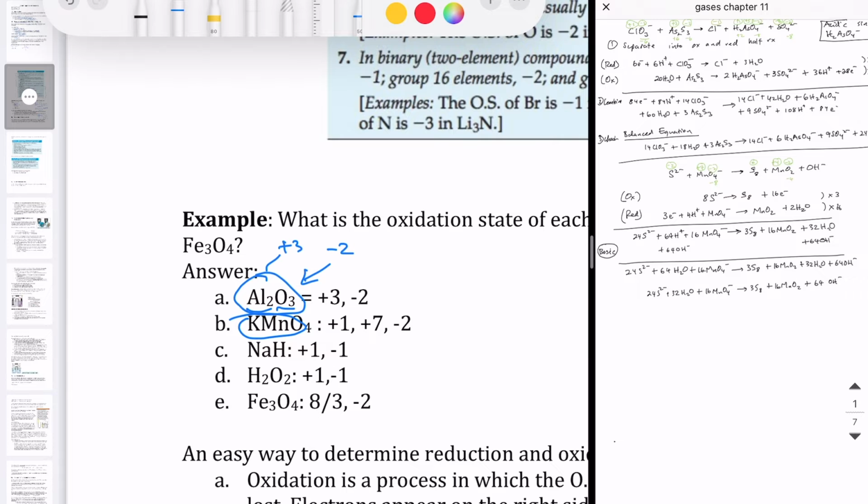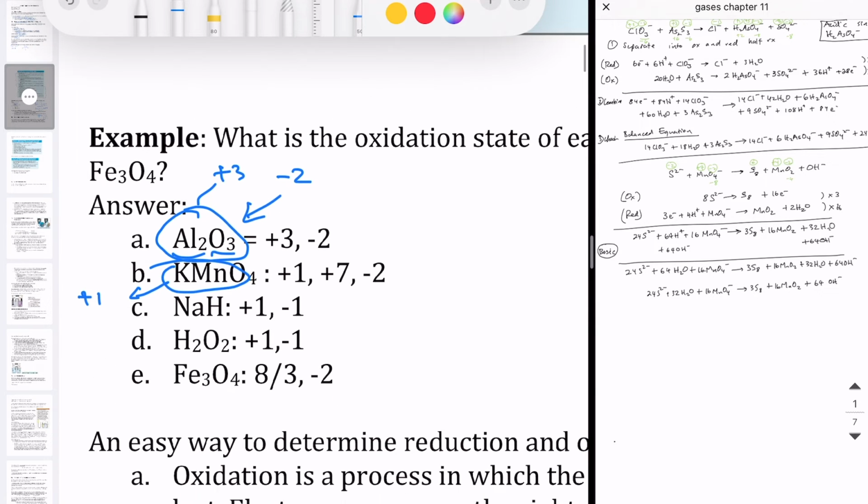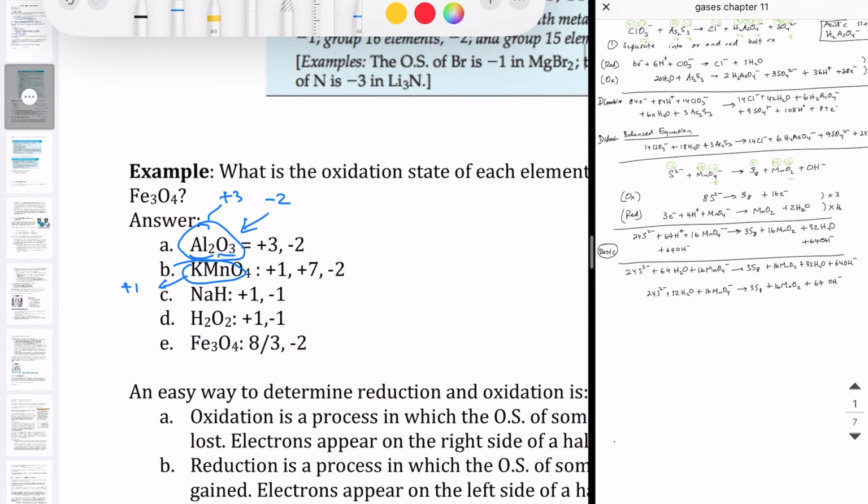KMnO4 may be a little harder, but let's take a look at it. Here we have a group 1 cation, so that's a +1. A lot of times with this polyatomic ion, you might remember from nomenclature, permanganate is a polyatomic ion, MnO4 minus. You can just separate it out if it's an ionic compound and take a look at that polyatomic ion on its own. So we're talking about this species where the total has to be -1.